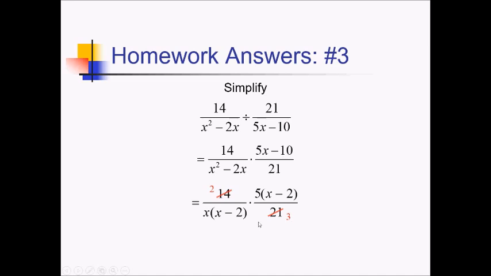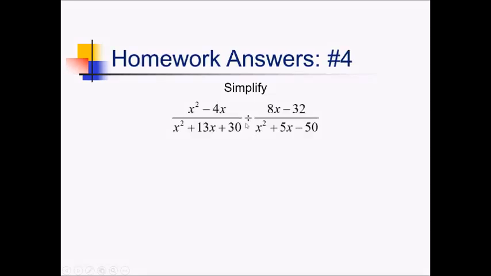And I can also actually cancel out these x minus 2s. I can cross-cancel those. So what's left in the numerator? Well, we have a 2 times a 5. That's 10, yep. And in the denominator, we have an x times 3, so 3x. So then 10 over 3x.